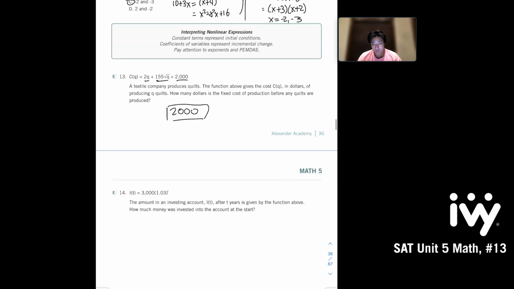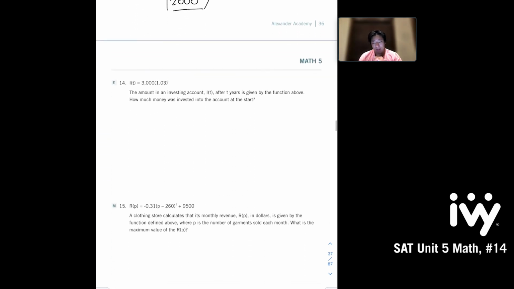Okay, question 14. The amount in an investing account I of t after t years is given by the function above. How much money was invested into the account at the start? So again, our initial condition. This one's a little trickier though, because we just really have this one term here, right? However, let's look closely.